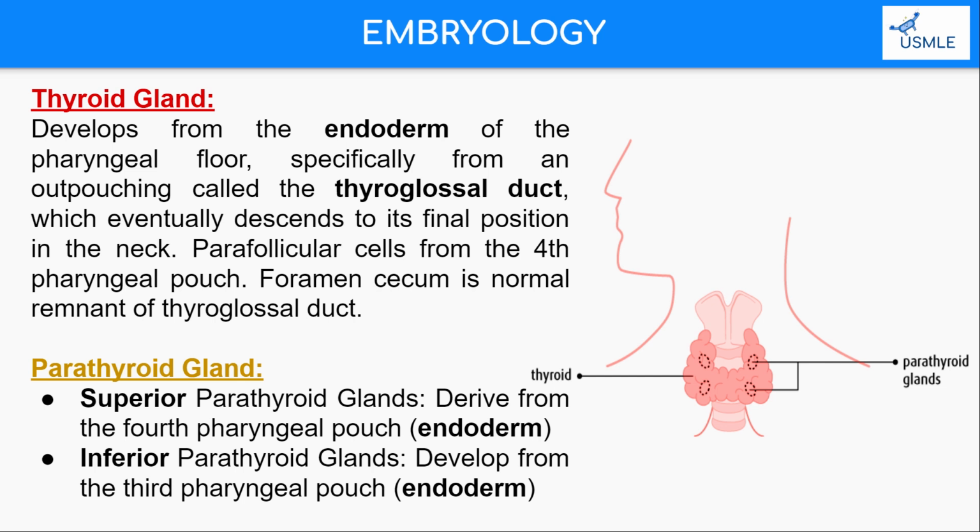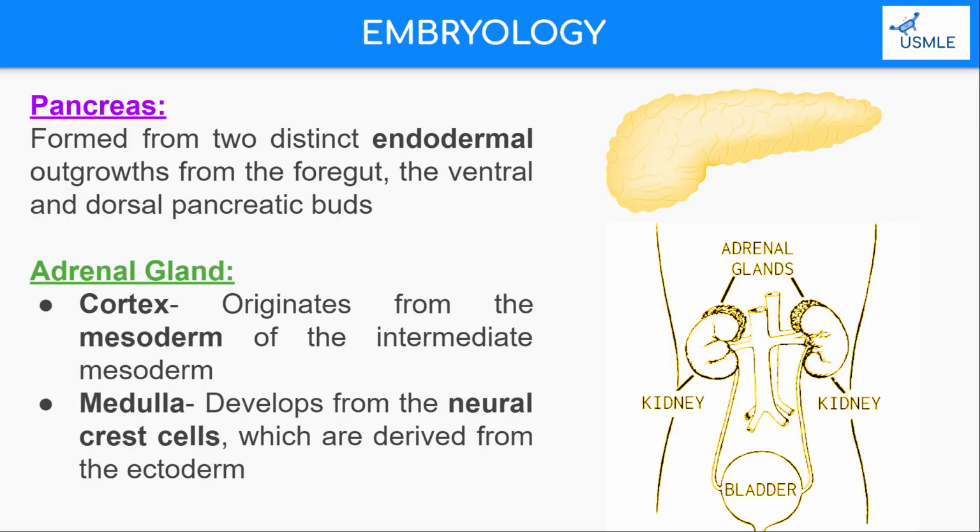The parathyroid glands are 4 in number and divided into superior and inferior glands. The superior glands are derived from the 4th pharyngeal pouch endoderm, and the inferior glands develop from the 3rd pharyngeal pouch endoderm. Pancreas, or more concisely, the endocrine pancreas, is formed from 2 distinct endodermal outgrowths from the foregut, the ventral and dorsal pancreatic buds.